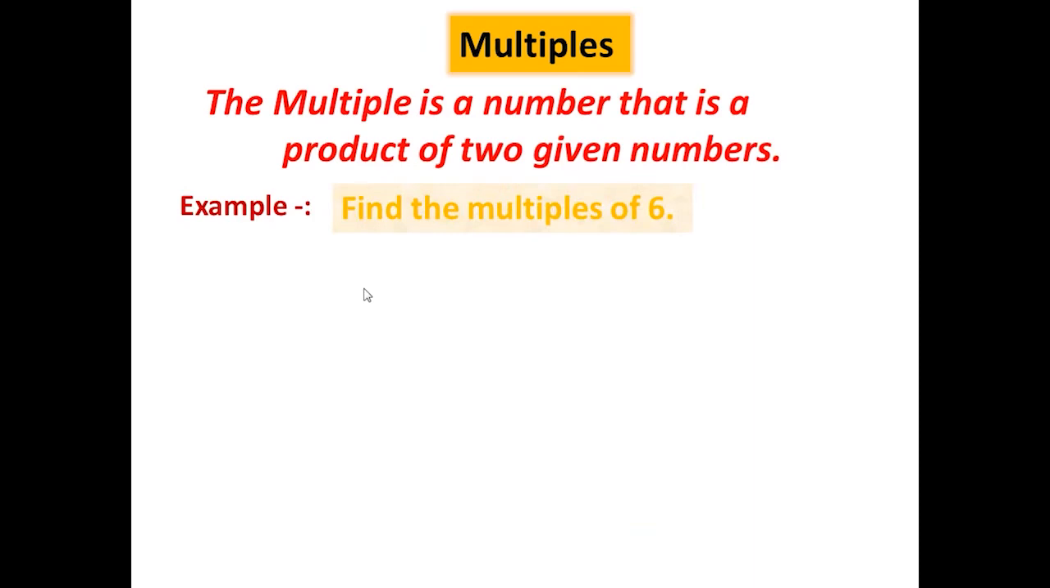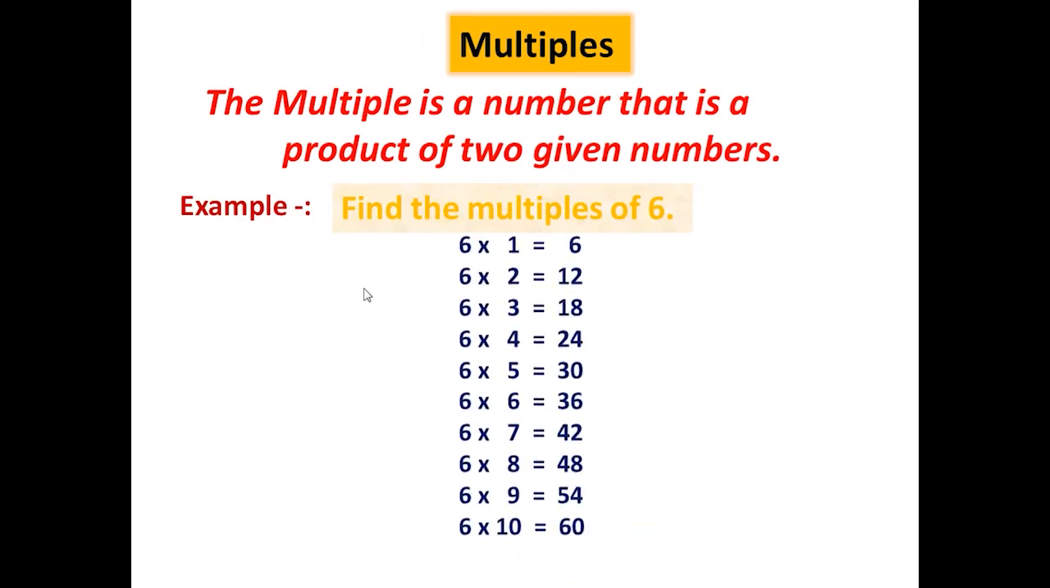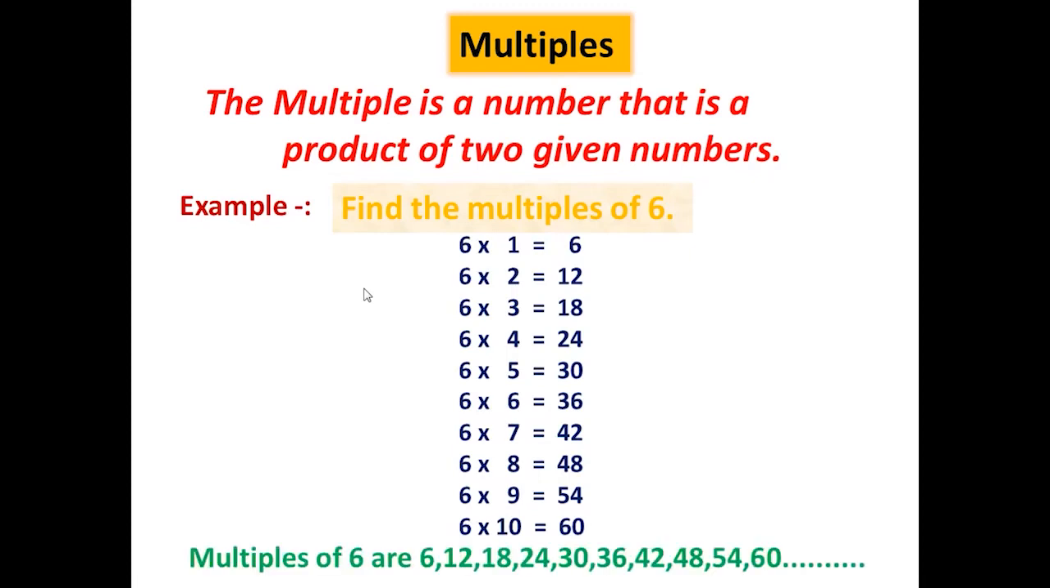Find the multiples of 6. Now see here the table of 6. So here 6 into 1 is equal to 6, 6 into 2 is equal to 12. So children, have you ever thought what these 6, 12, 18, 24 are? This is a product and this is called multiples. Multiples of 6 are 6, 12, 18, 24, 30, 36, 42, 48, 54, 60 and so on.